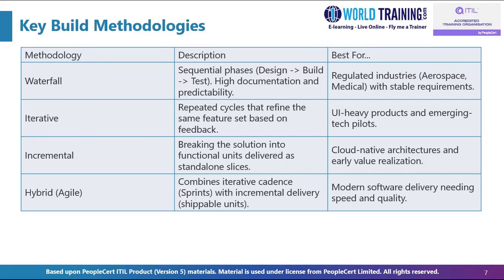And then we have incremental, which is about breaking the solution into functional units delivered as standalone slices. And this is best for cloud native architectures and early value realization. And finally, hybrid or agile, which is combining iterative cadence with incremental delivery. And it is best for digital products needing both speed and agility. We'll talk about each of these methodologies in greater detail in the next few slides.